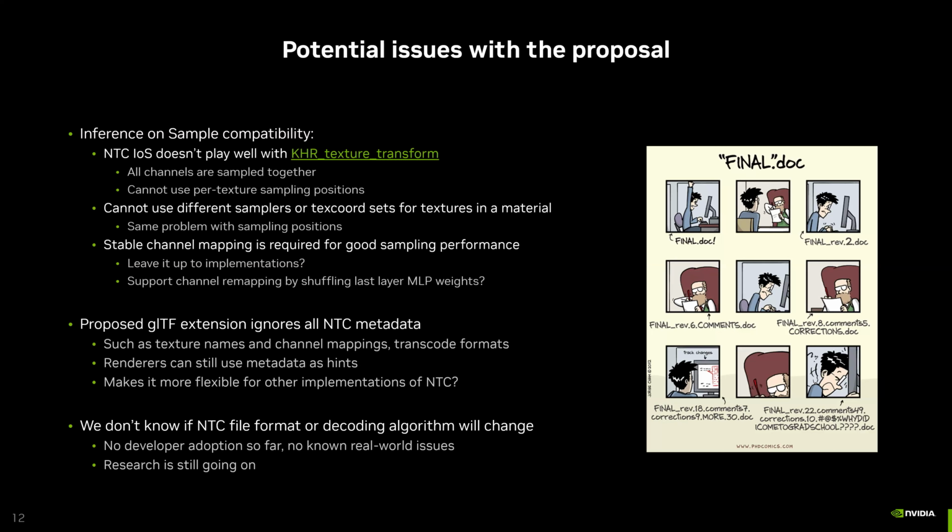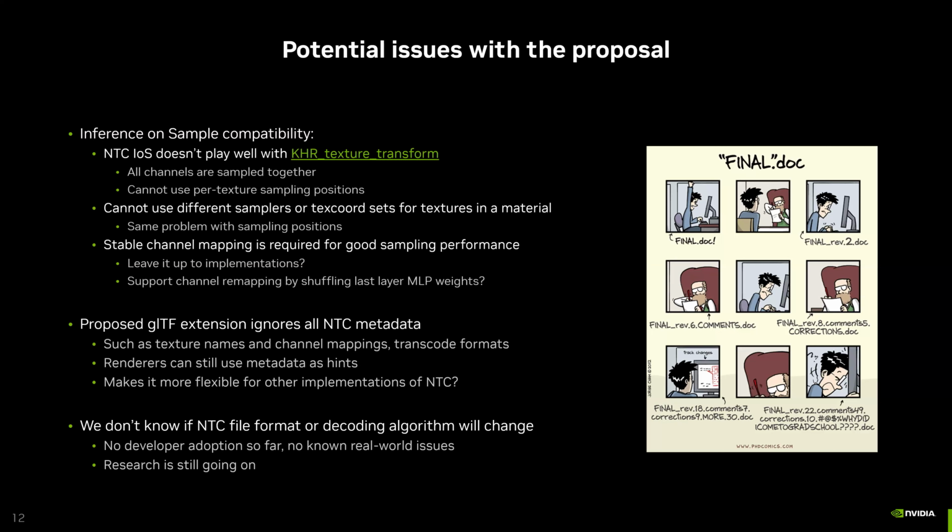And like I mentioned, we use a stable, well-defined mapping of PBR properties to channels in the NTC texture set for performance, but this can be left up to the implementations. We can also do things like shuffle the MLP rows or columns in the last layer to alter the order in which the channels are output from the neural network to avoid dynamic indexing. It's just something that is possible, but not currently implemented.